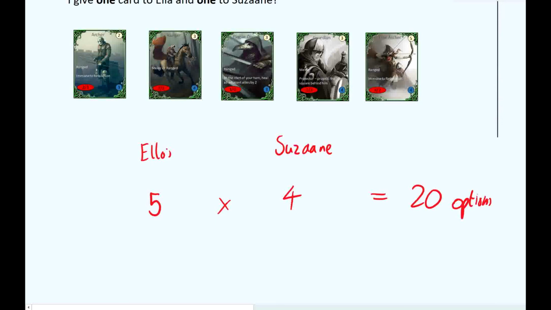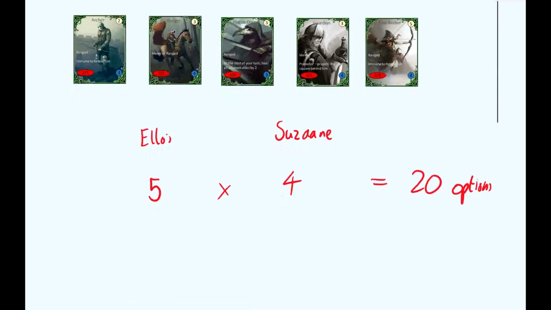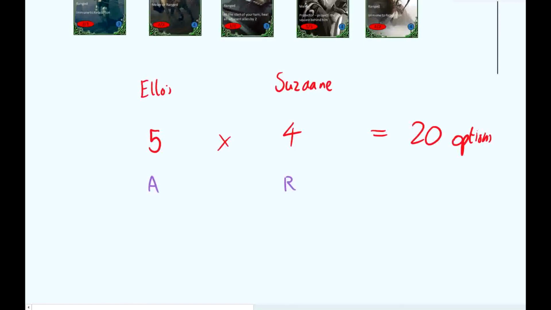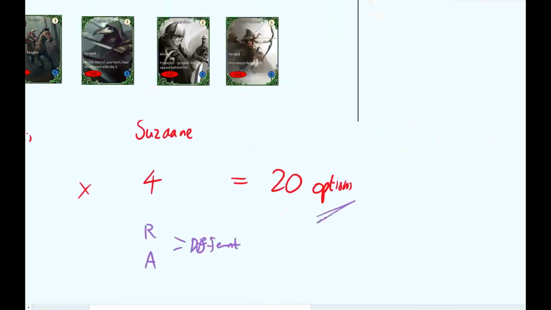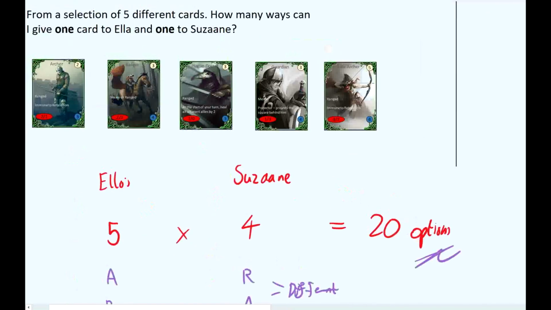Now here it's a bit different. Before, we had to divide by 2 because if we had the cards the other way around, it would still in essence be the same combination. Here that's not true. If Ella gets the Archer and Suzanne gets the Ranger, that is different than if Ella gets the Ranger and Suzanne gets the Archer. These are different, unique combinations. Okay, appears I'm not able to spell today. That means we don't need to divide by 2. Because these 2 things are unique, we just stick at 20 options and we are done. Okay? That's the basic idea for this.